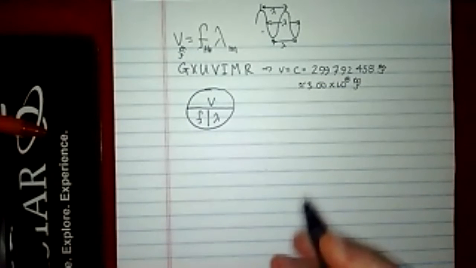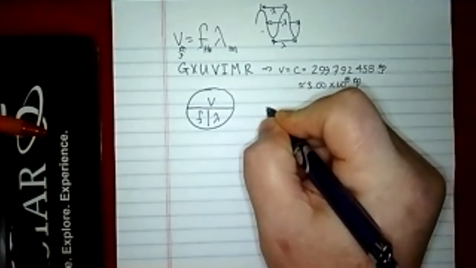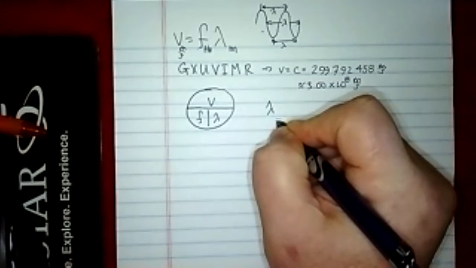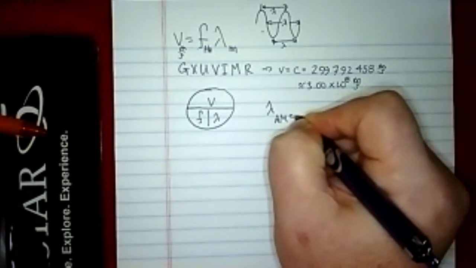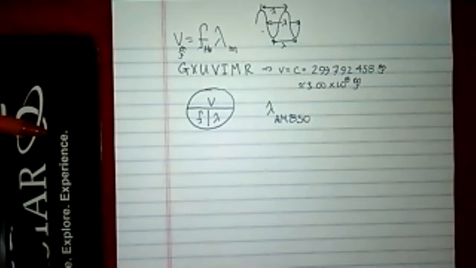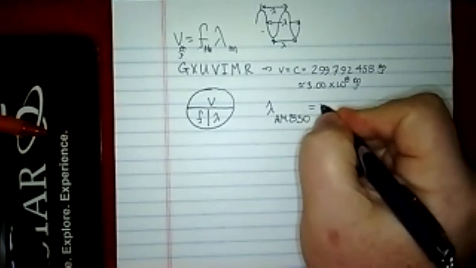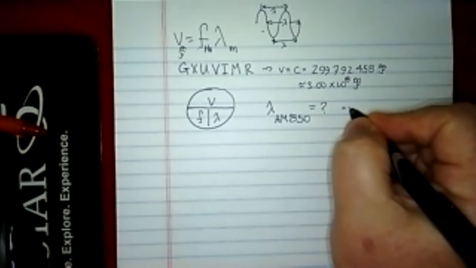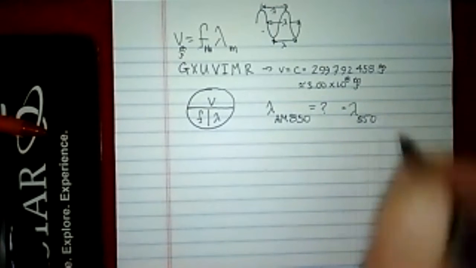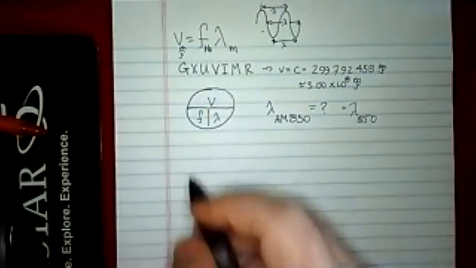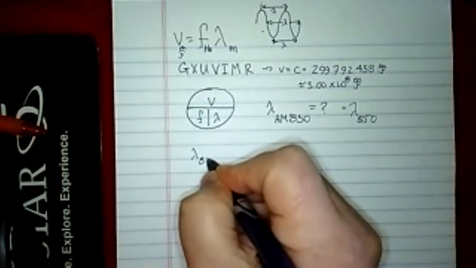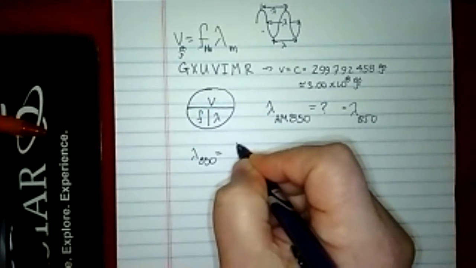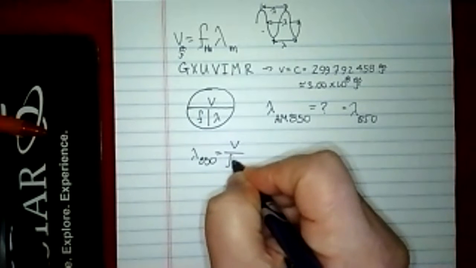So as a first example, I'd like to ask you, what is the wavelength of AM 850? That's a radio station that I'll listen to around here. And we want to know what the wavelength is. I'll just call this lambda 850 to make it simpler. Now, according to this, lambda 850 is equal to the velocity divided by the frequency.